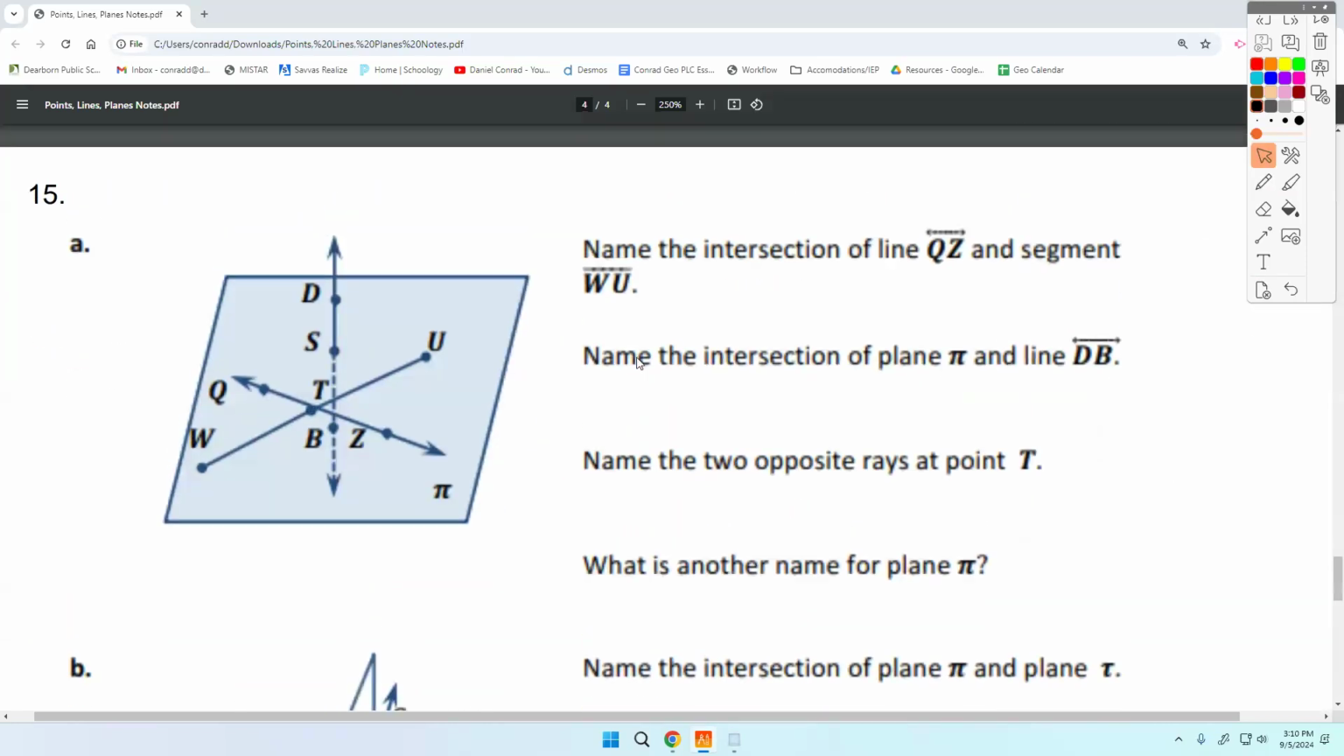All right, last page, we got 3 diagrams with some questions. So the intersection of line QZ and segment WU. So here's segment WU. Here's line QZ. They intersect at point T.